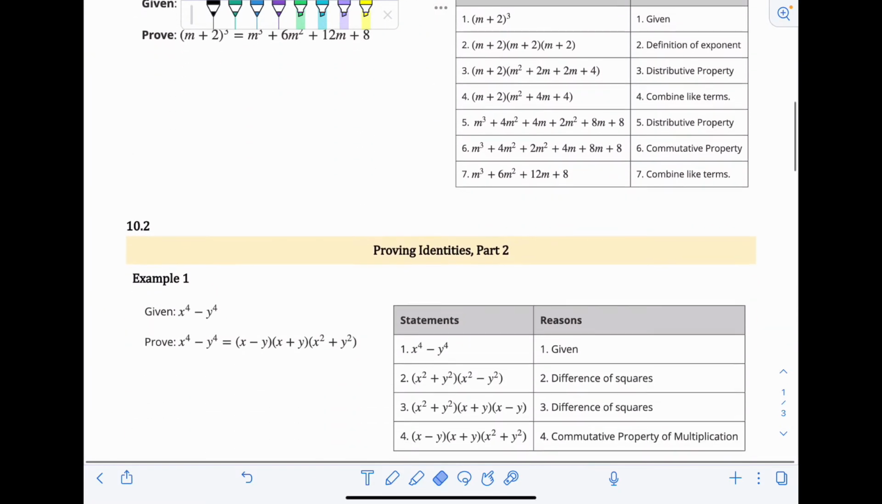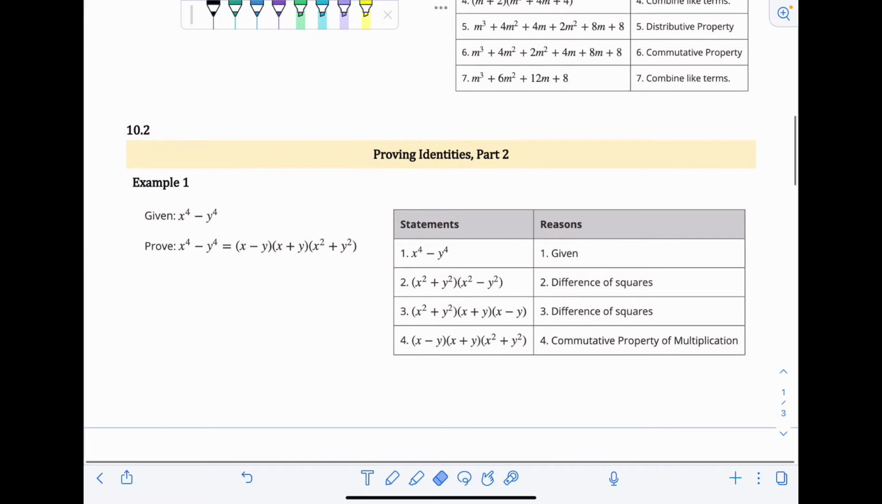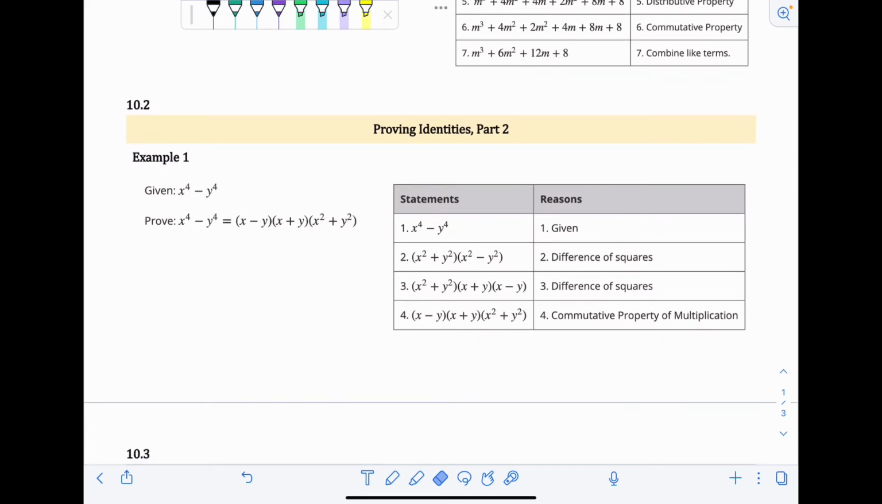Okay, so not example, but 10.2 example 1, this is the last kind of proof we have, so I just want to get through these so that we can at least introduce the concept of proving these. We do these all the time, we just don't write all the statements.